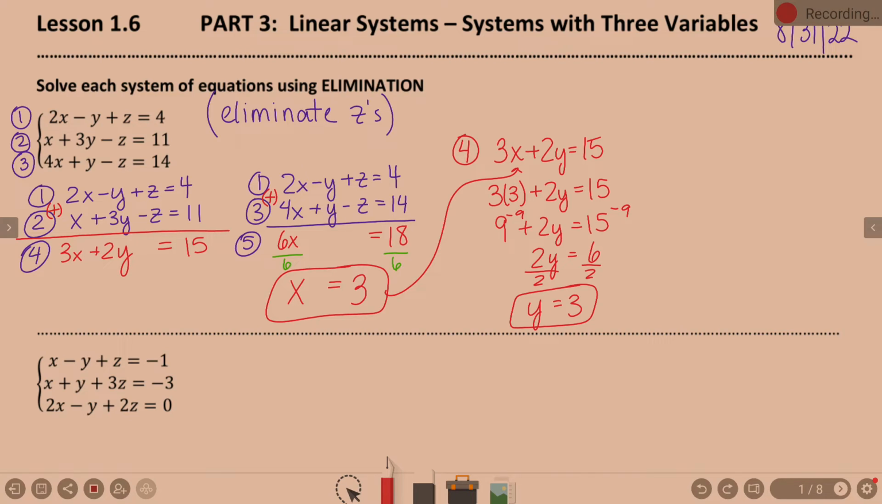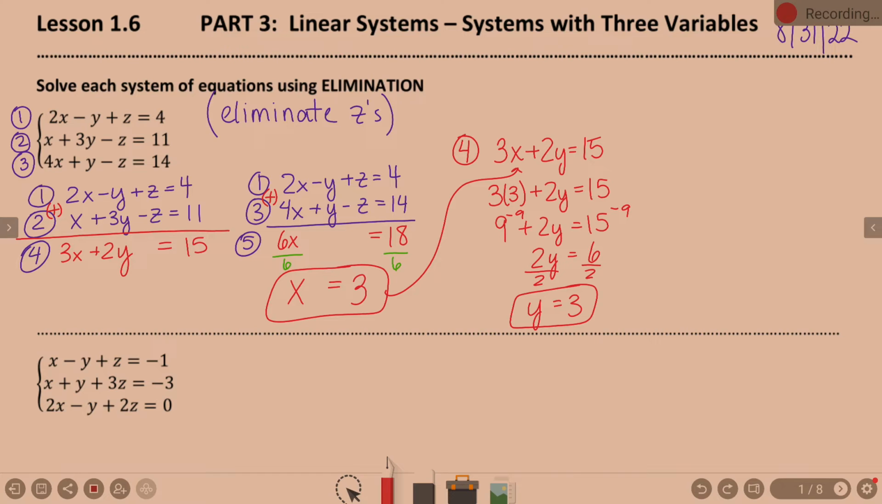There's still z. We have x. We have y. We need a z, yes? So, now, how am I going to get z? Give it a try. Do you plug in x and y into one of the equations? Yes. Which one? The first one. Okay. Aaron says equation 1.